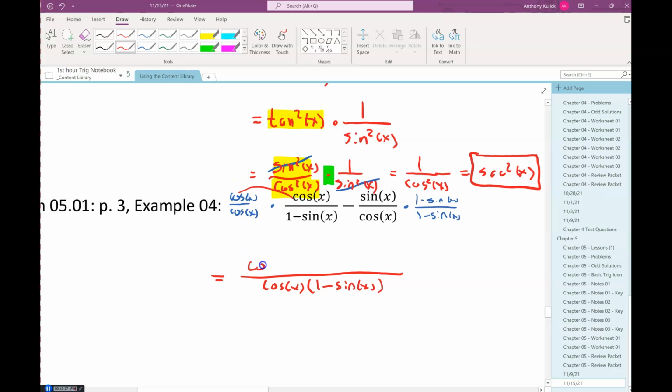Cosine x times cosine x is cosine squared x. And then I have negative sine x times 1. That's negative sine x. And then negative sine x times negative sine x, that's positive sine squared x. Is everybody okay with what we did to make our common denominator there?